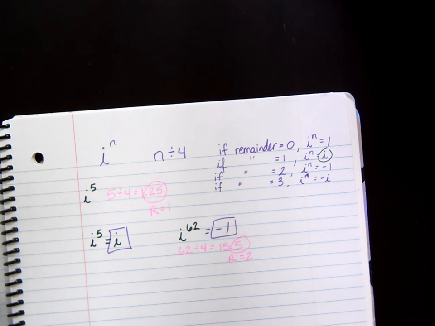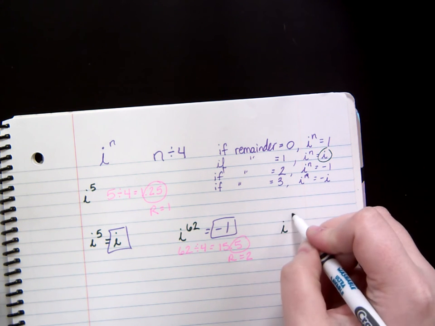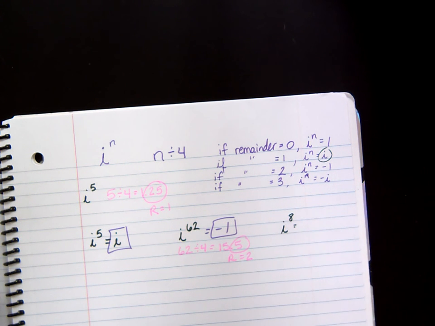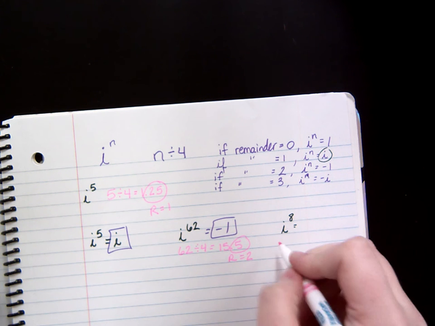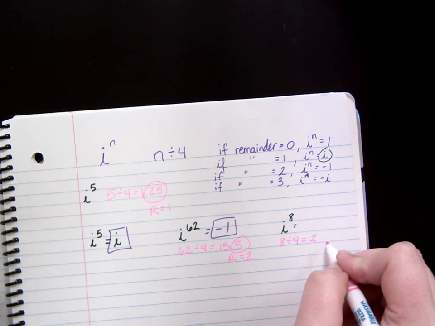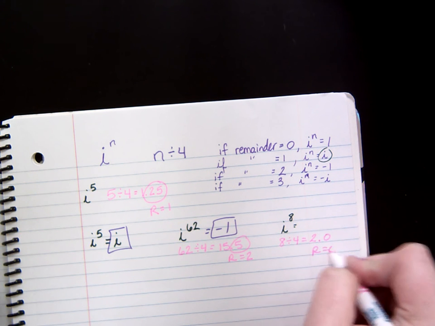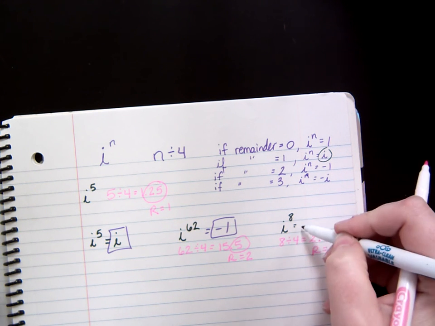Now, if it divides evenly, so let's say it's i to the 8th power. I want to figure that out. Well, if I do 8 divided by 4, it's going to come out to be 2. So what's your decimal? Well, it's 0. Remainder is 0. Remainder of 0 means this is equal to 1.